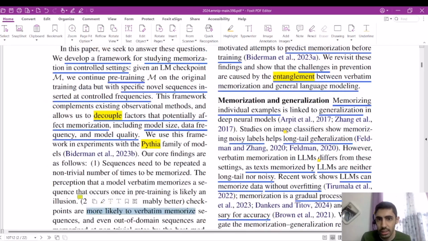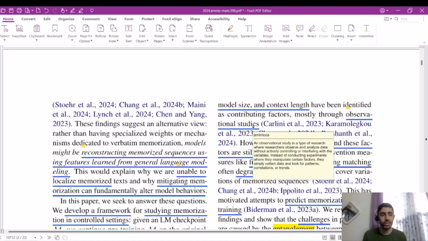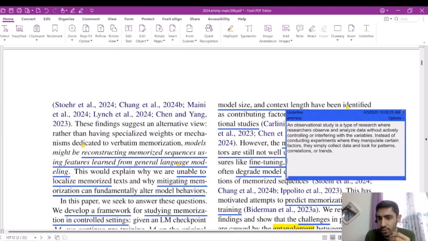Data repetition, model size, and context length: these are three important things. The model size, data repetitions, and the context length that the model has have been identified as contributing factors, mostly through observational studies. This is a part that I think I have talked about three times that I would explain. Here is where I want to explain the observational studies. Let's make this note a little bigger.